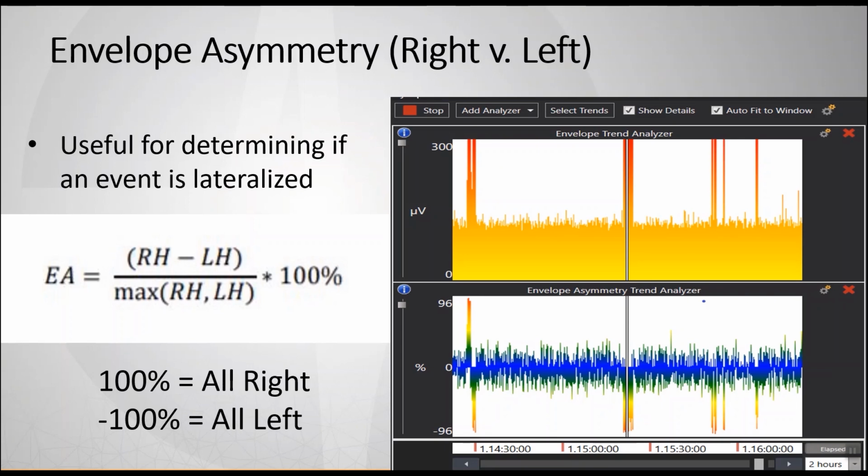and that's helpful for us to determine whether an event is lateralizing. The envelope asymmetry is equal to the difference between the left and the right divided by the maximum of the left and the right as a percentage. So if an event is all right-sided, you're going to see positive 100%. If it's all left-sided, you're going to see a negative 100%.